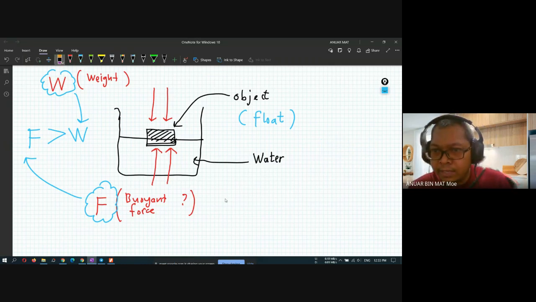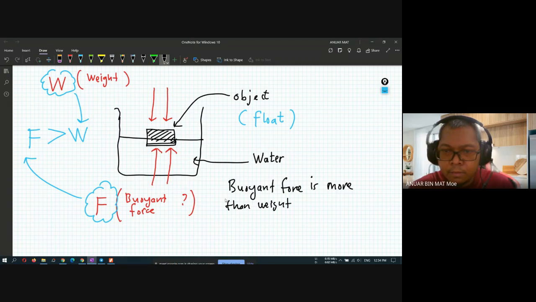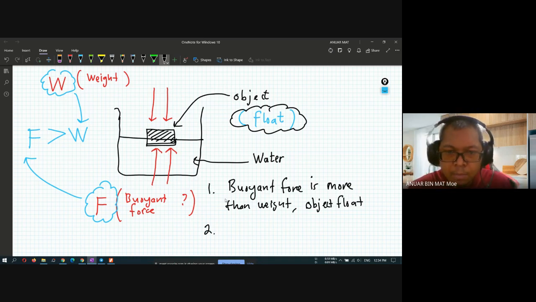I will erase this first. Because the buoyant force, F, is more than the weight, the object will float. Number one.